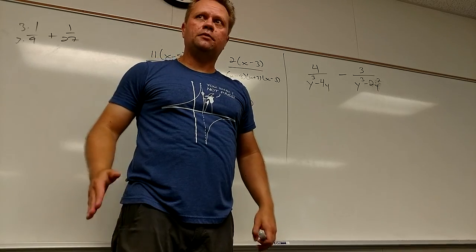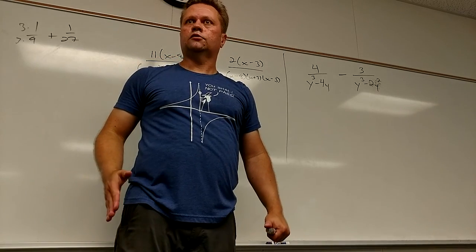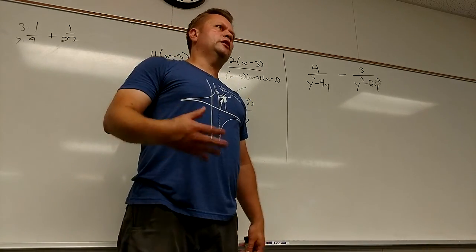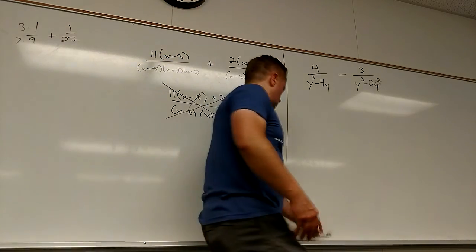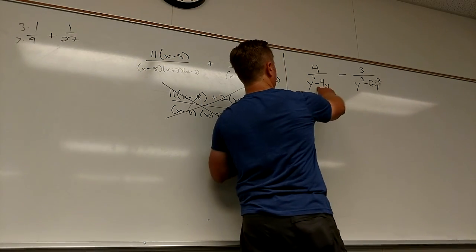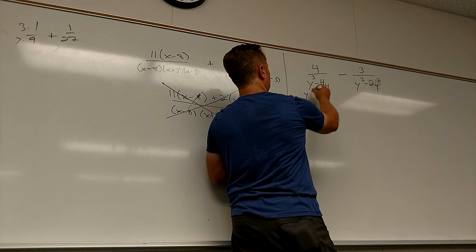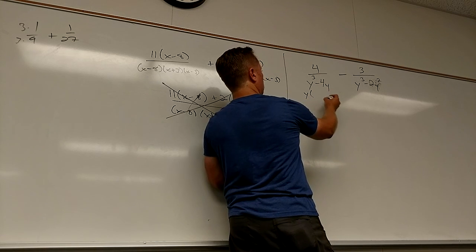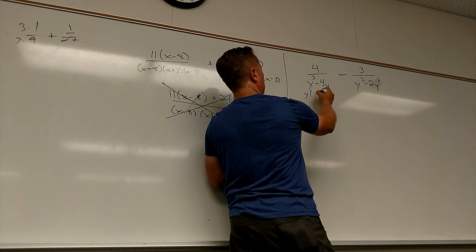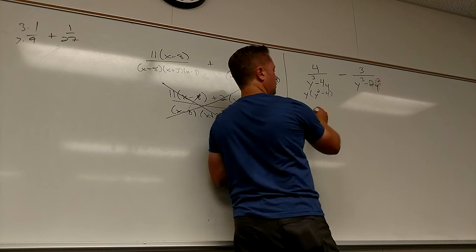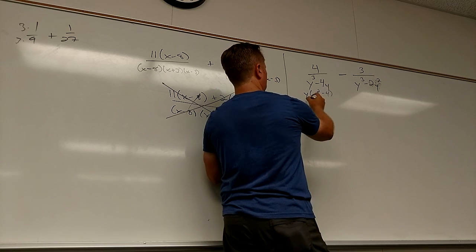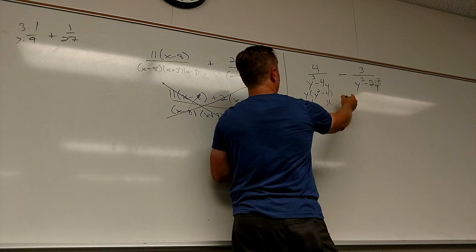The first step is factor. Don't try to think ahead. Don't try to think of where this is going to go. How do you factor the first one? Take out the y. Y squared minus 4. Am I done factoring? No. How do you factor y squared minus 4?